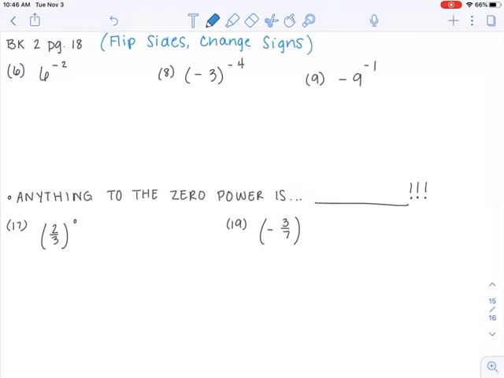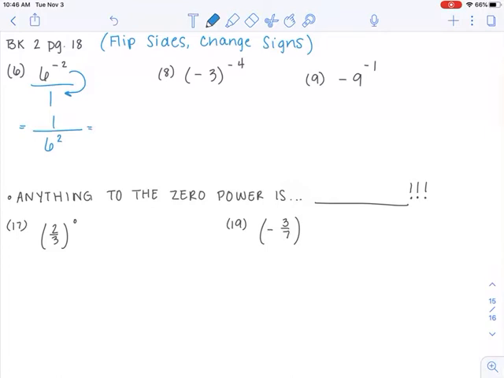Alright, so flip sides, change signs. And when I say flip sides, I'm talking about a fraction. So first and foremost, I'm going to go ahead and put this over 1 because I can make any whole number into a fraction by putting it over 1. Now if I bring my 6 to the negative second power to the bottom, it then becomes a positive 2 now. When I bring it to the bottom, I change the sign so my negative exponent becomes positive, and I hold my spot on top with a 1.